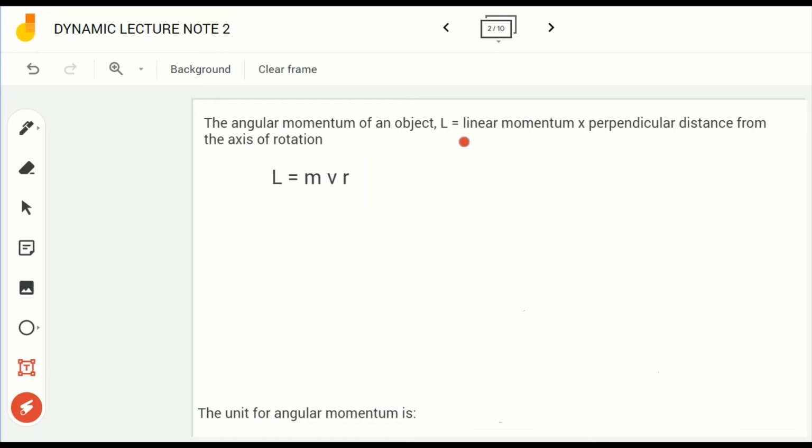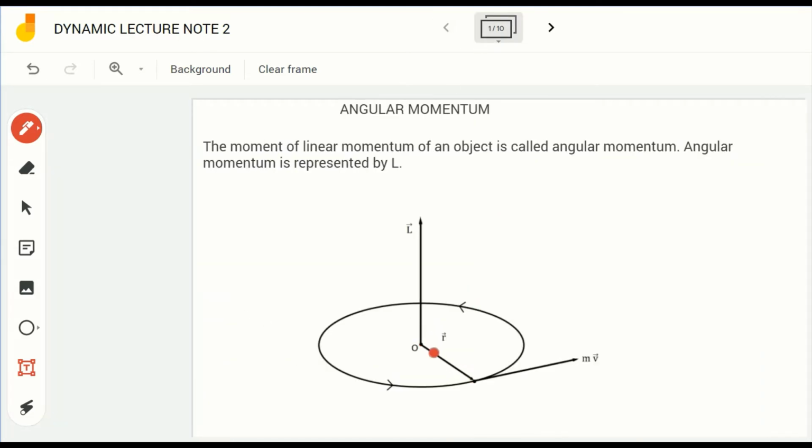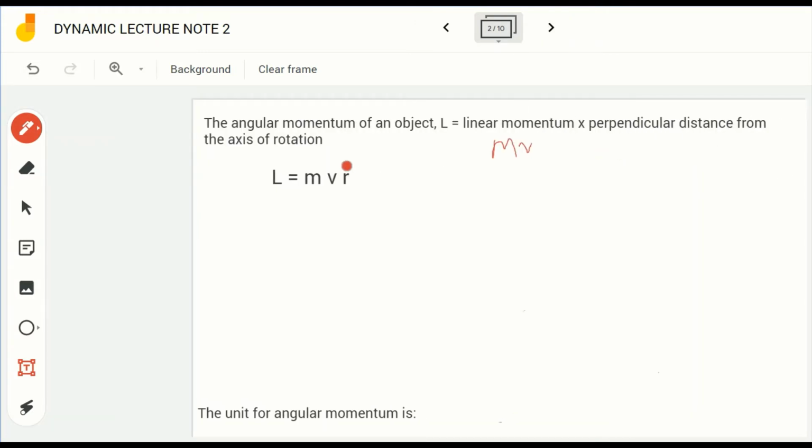It is L equal to linear momentum, which is mv, times the what? The perpendicular distance from the axis of rotation, which is this. Look at this. Here is the perpendicular distance from the what? Axis of rotation. So therefore, the formula for angular momentum is mvr. M is the mass of the object, v is the speed or velocity, while r is the radius or the perpendicular distance from the axis of rotation.